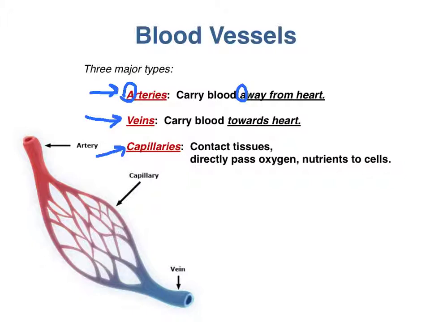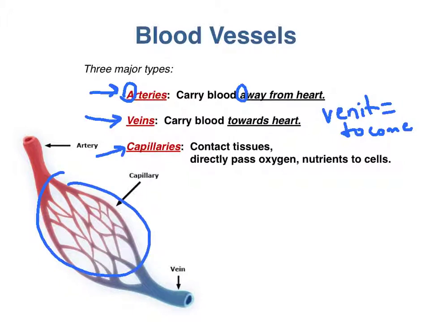To help you remember this, remember that in Latin, the word venet means to come. So in the veins, blood is coming towards the heart. The capillaries are the blood vessels that bring blood directly to the cells of your body. The capillaries form highly networked beds that allow for easy exchange of oxygen, carbon dioxide, and nutrients.